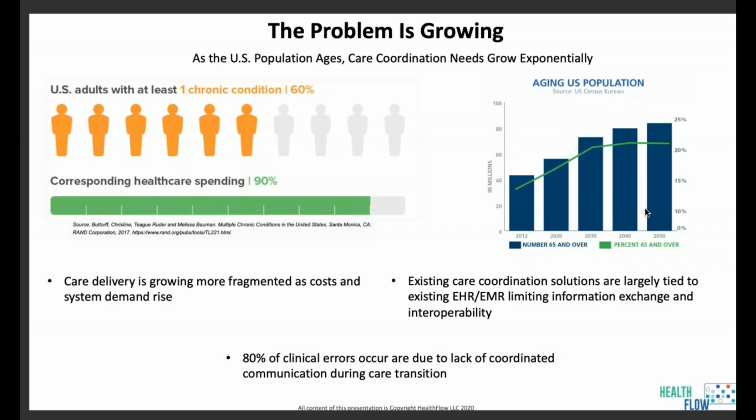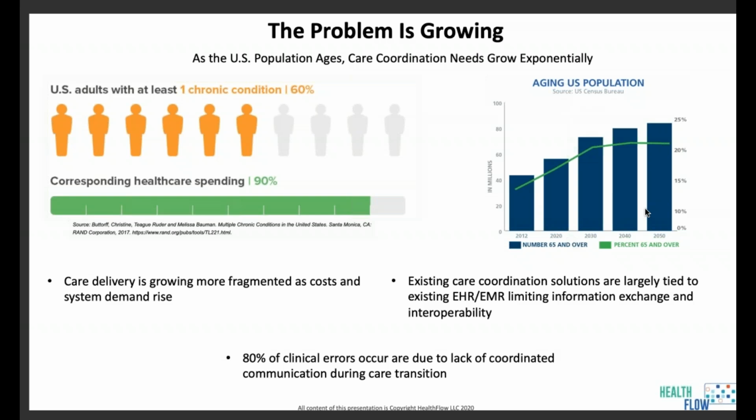Existing care coordination solutions are largely tied to existing EHR and EMR systems, limiting information exchange and interoperability. The majority of the solutions that are out there right now are really centered on the systems and the clinical care team, which is important. What it tends to leave out is the actual patient team, the team that's working with the patient: family, friends, sometimes consultants that are working with the patient to ensure that their care is carried through from point A to point Z.